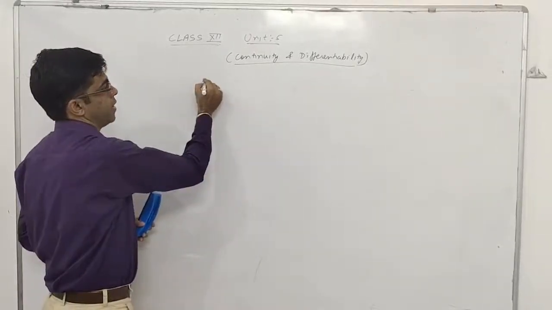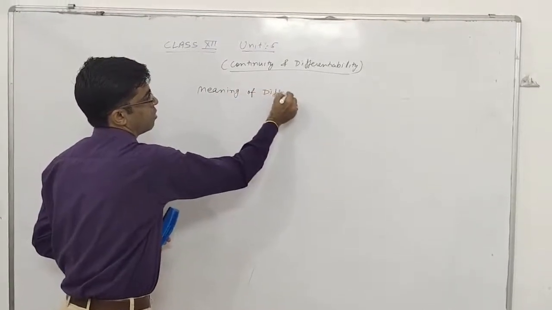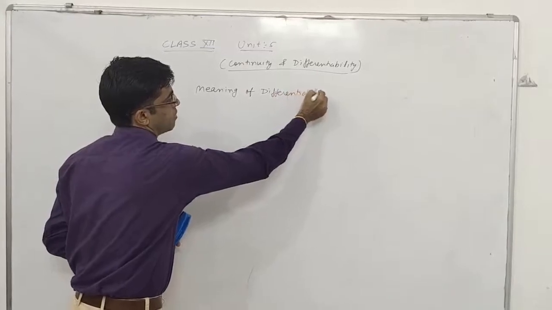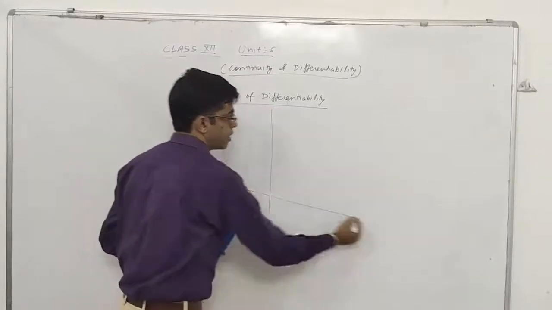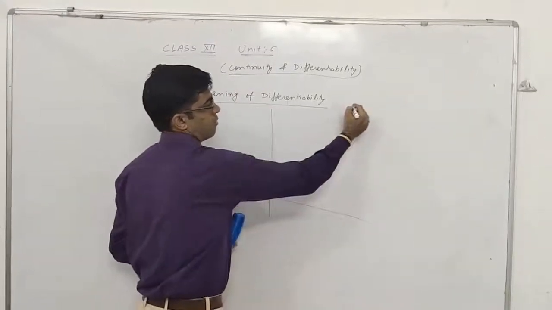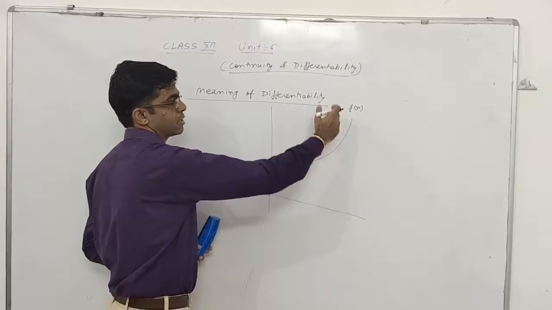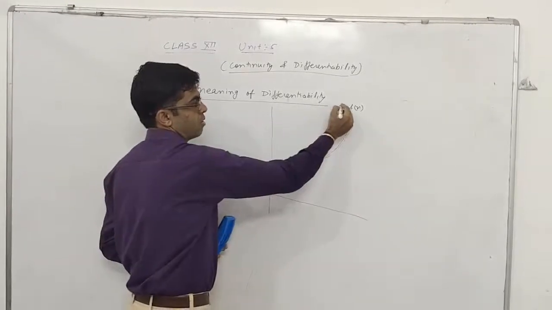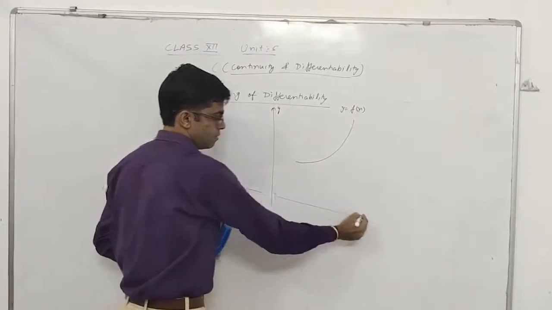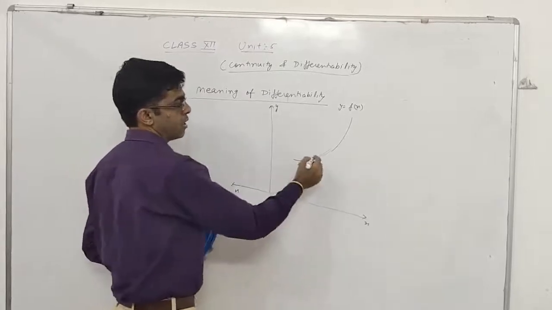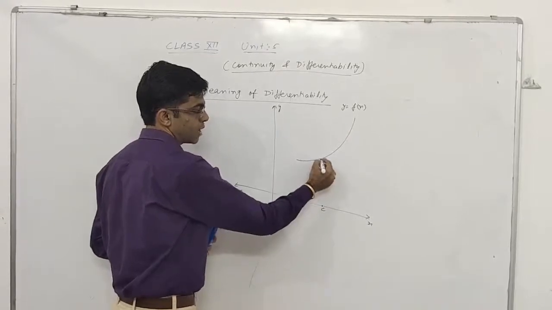Next is the meaning of differentiability. For explaining the meaning of differentiability, I am taking one curve. This is a curve f(x); for different values of x, we will get this curve. This is the f(x) curve, and this is y. Now we want to check the differentiability at point c. This is the particular point c. We want to check the differentiability.